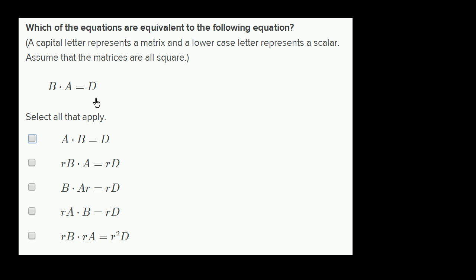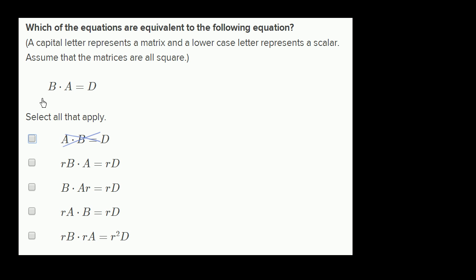All right, so let's think about which of these are equivalent for all square matrices B and A. So here they've swapped the order, A times B, and we've already seen multiple times that matrix multiplication is not commutative. It is not always the case that B times A is equal to A times B. So we can rule that one out.